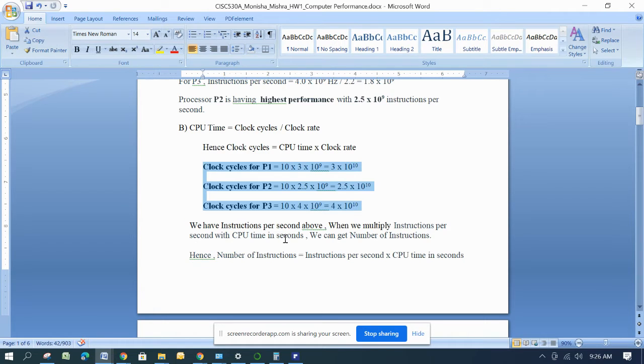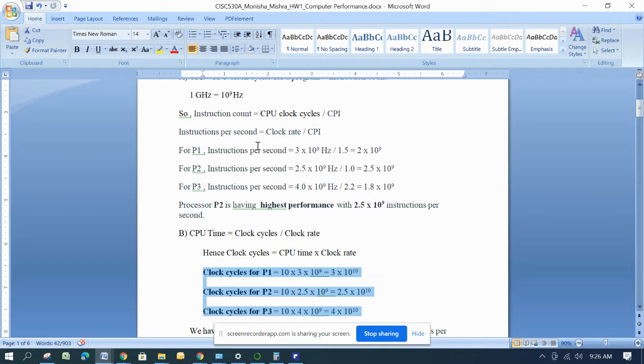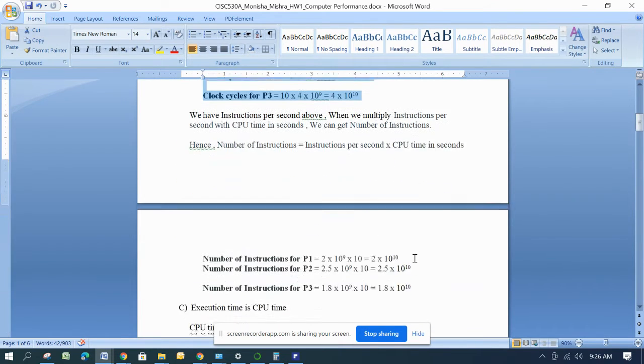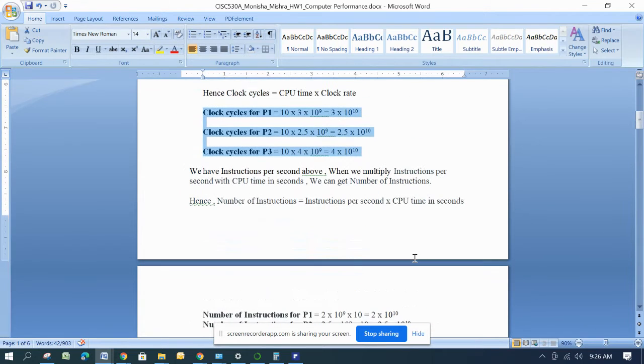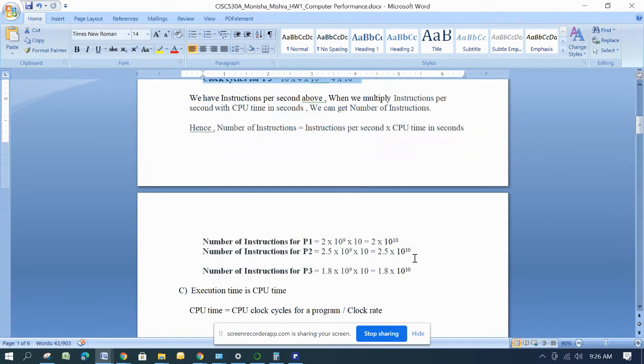Now, for the number of instructions, we normally calculate instructions per second. If you multiply instructions per second by the CPU time, we will get the number of instructions. We have already calculated the instructions per second here. If you multiply by the CPU time, which is 10 seconds as given in the question, we find the number of instructions. Using the same calculation, I computed the number of instructions for processors 1, 2, and 3.